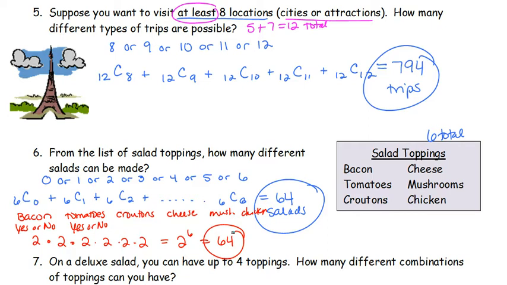On a quiz or test, it doesn't matter which way you approach it. Some people just think about it from a different angle. So you can think about it's either 0 or all the way up to 6 toppings, or you can think about it from a toppings point of view. Is it a yes or a no for each individual topping?